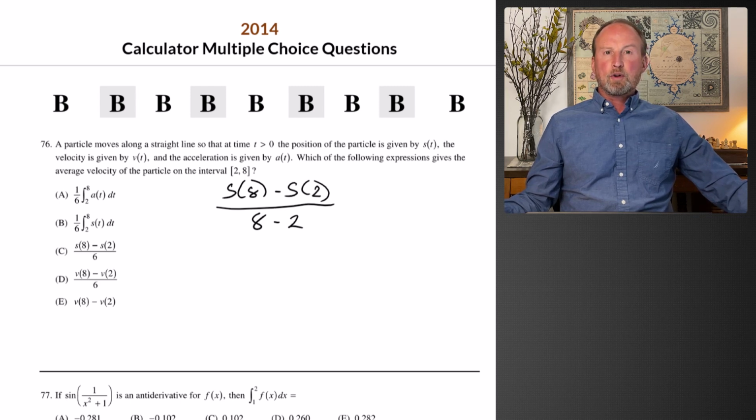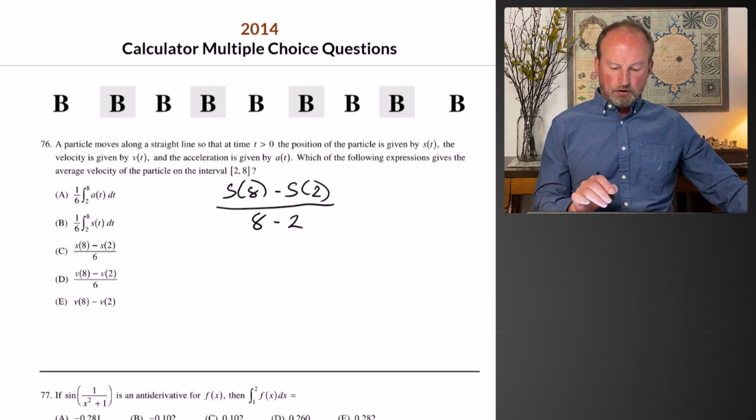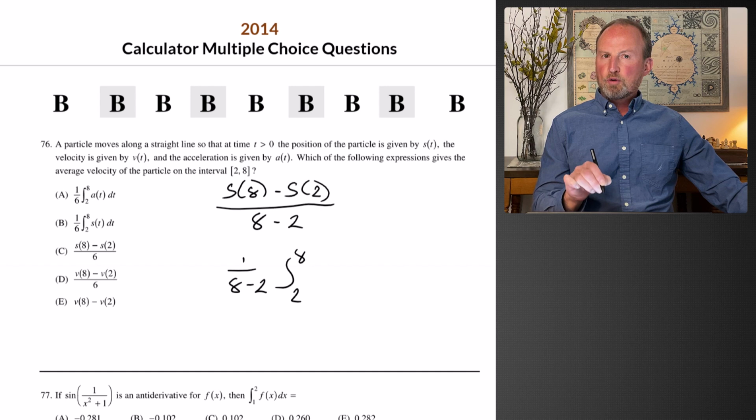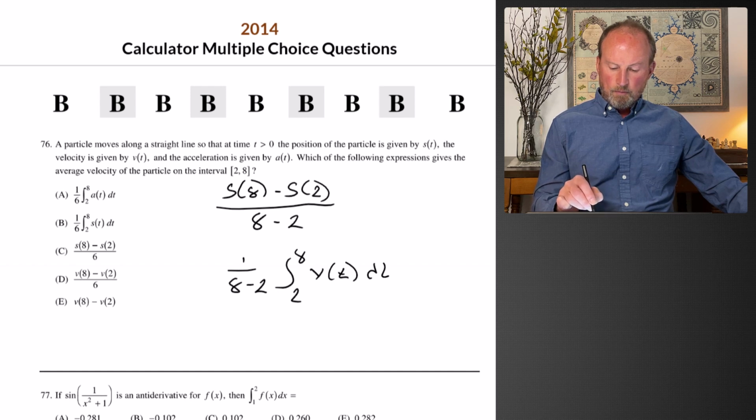Remember what average value equation finds? It finds the average value of whatever function is inside the integral. So average value is 1 over b minus a. So in this case, 1 over 8 minus 2 times the integral from a to b. And then whatever function goes next is the value you're finding. So in this case, I want average velocity. So that would be my equation.